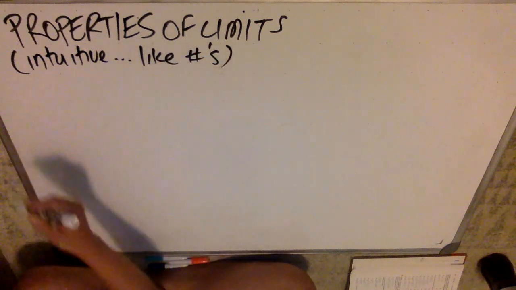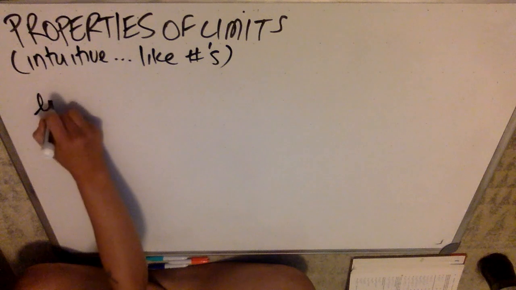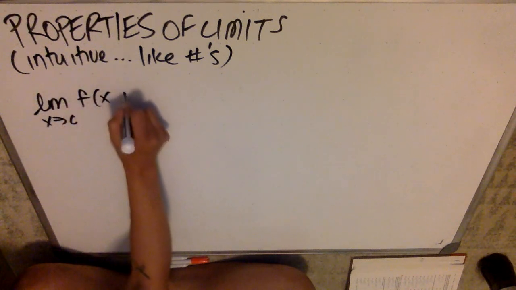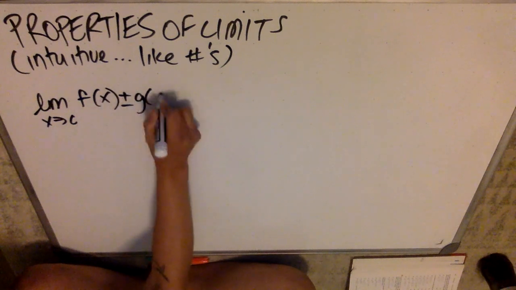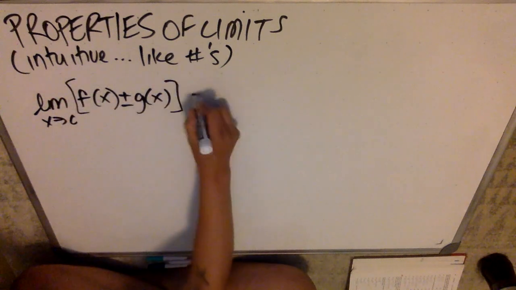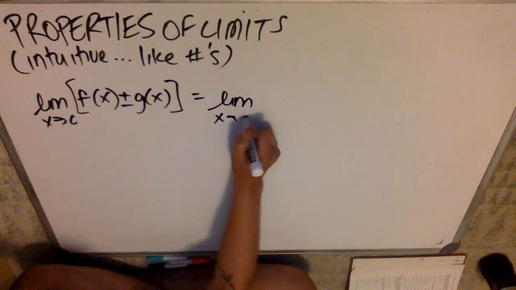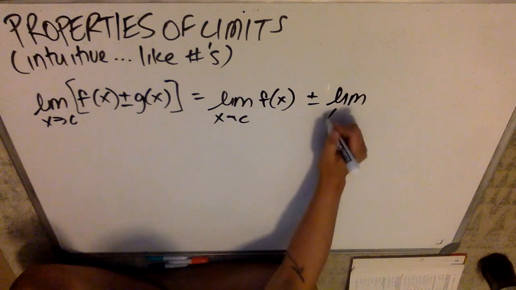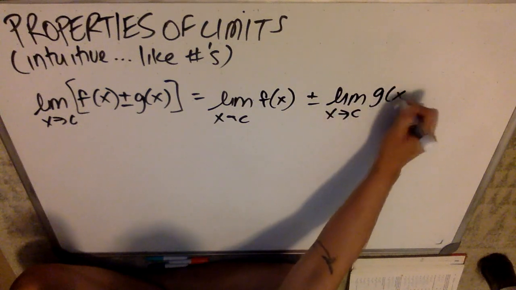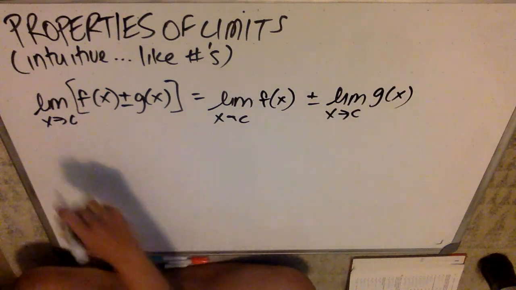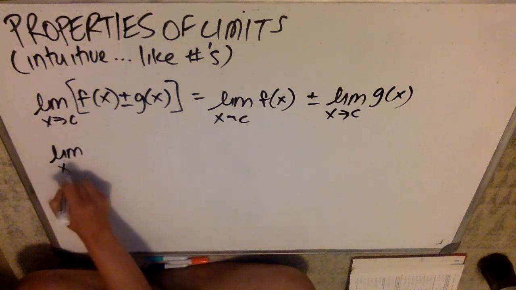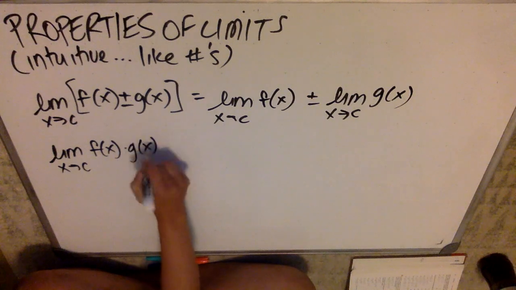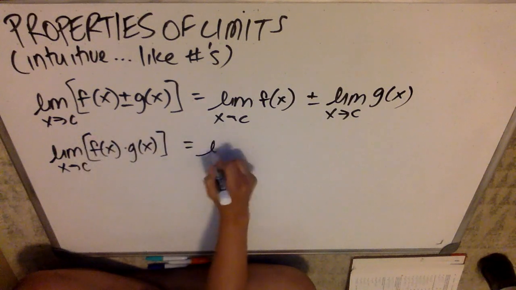They really do. So if I wanted the limit as x approaches some c of f of x plus or minus g of x, if I were adding two things together, I could just add the two separate limits. I could just find the limit for f plus or minus the limit for g. And I said add a second ago, but it's a plus or minus. So if it were a minus, it'd be a minus. If I were multiplying two functions, and we've already seen this, as x approaches c, f of x times g of x, right? I could just multiply the two limits separately.